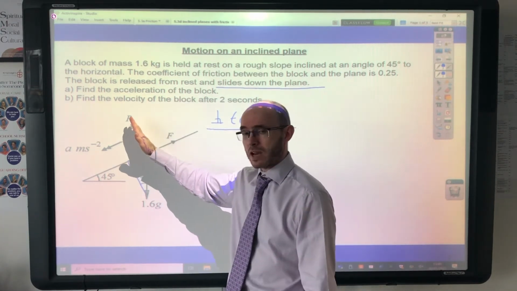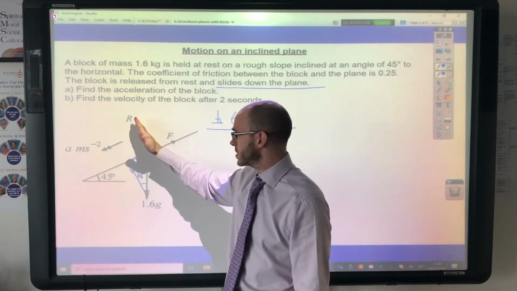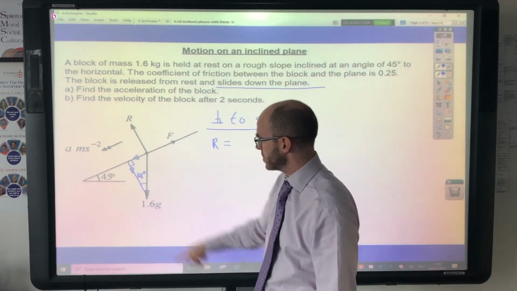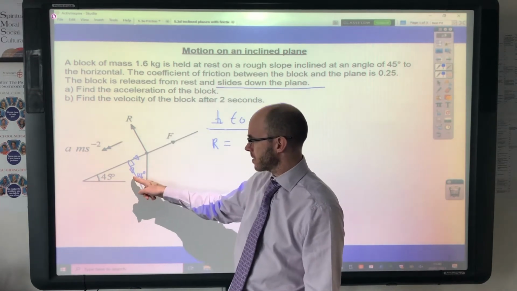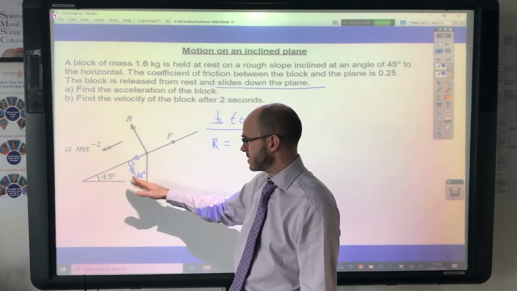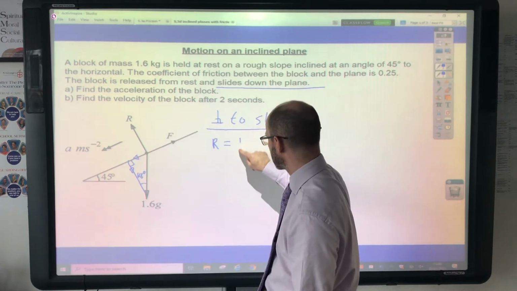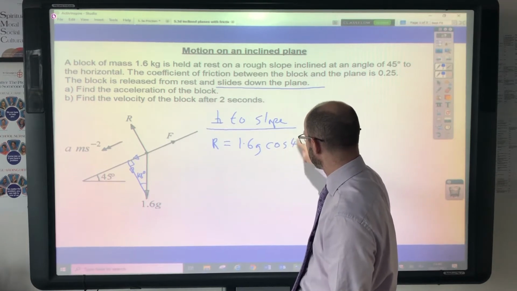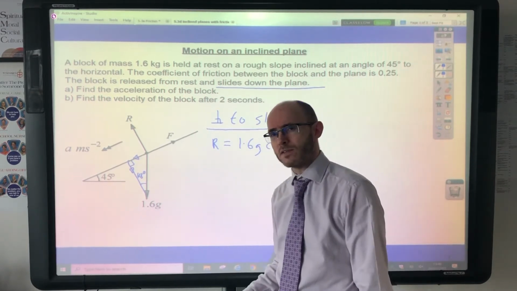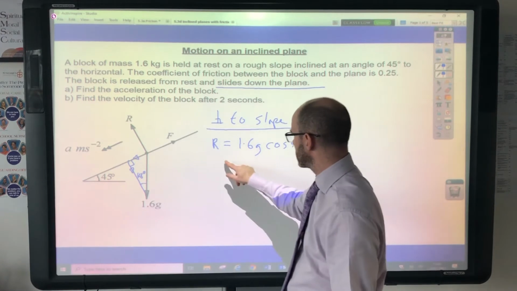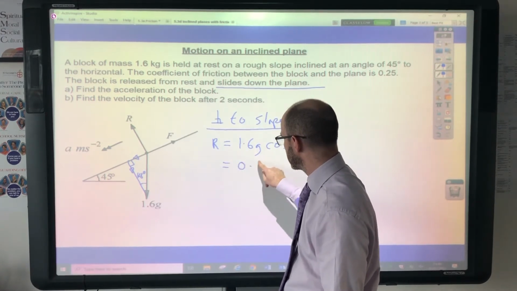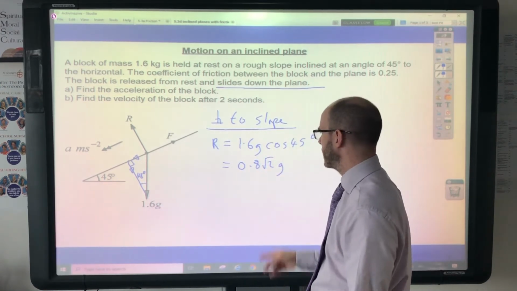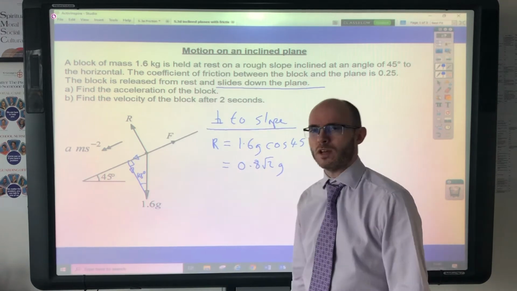Because there's no acceleration perpendicular to the slope, these two are going to be balanced. They're going to be exactly the same. So you can write R is equal to this weight component here. That's adjacent to 45 degrees, so cosine 45 degrees. So that's 1.6 g cosine 45 degrees. Okay. And as you should know, cosine 45 degrees is root 2 over 2. So we could write that as 0.8 root 2 g. So I just put the numbers before the g. Okay. Yes, you can work it out a bit more precisely, but that's good enough for the moment.